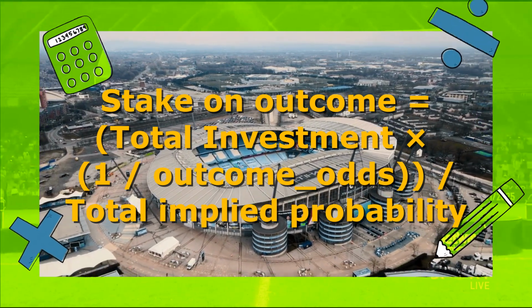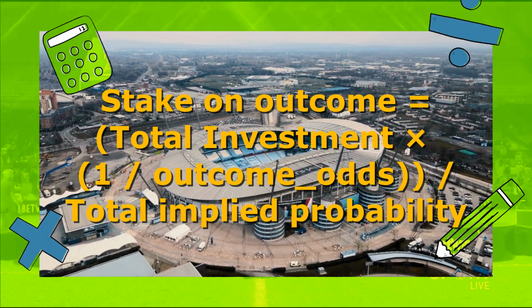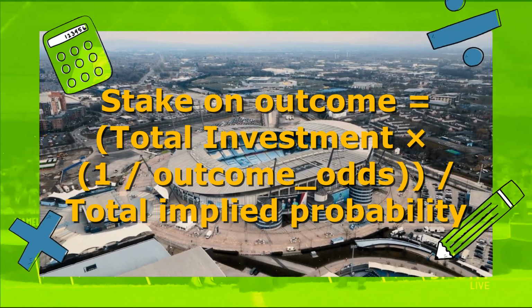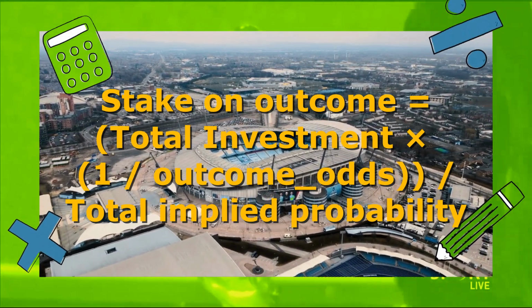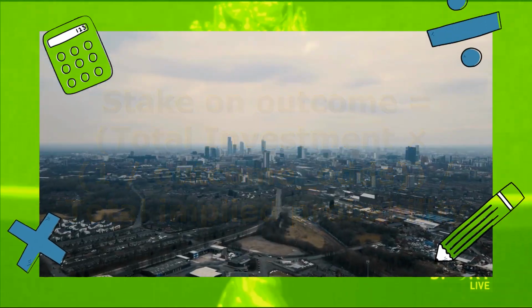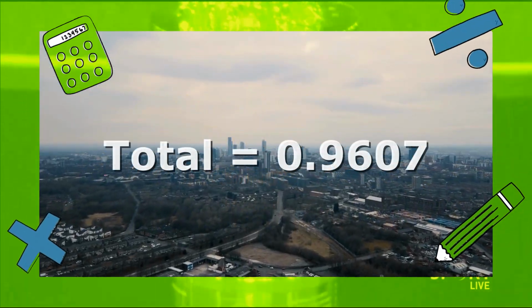Stake on outcome equals total investment times 1 divided by outcome odds divided by total implied probability. So let's calculate total implied probability. And the total is 0.9607.